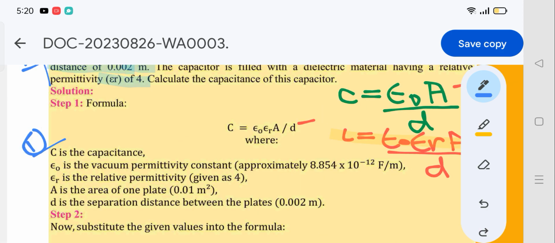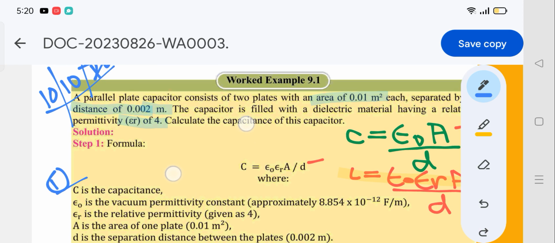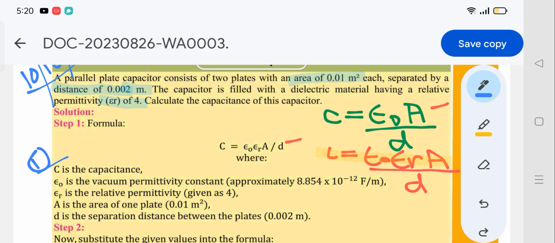Second step would be the required value, right? So initially you need to write the data. In the data, they have given us ER, which we have written. They have given us area, which we have written here as 0.01 meter square, and they have given us distance, which is 0.002 meter. We have already written that as well. And epsilon naught we already know is the constant whose value is equal to 8.85 into 10 to the power minus 12, so we have written this as well. Now this is the data.